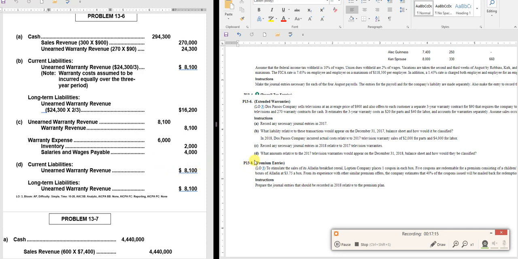For D, what amounts relative to the 2017 warranties would appear on the balance sheet? So again, it's $8,100 a year, and I only have 2 years left, so 8,100 current, 8,100 non-current.